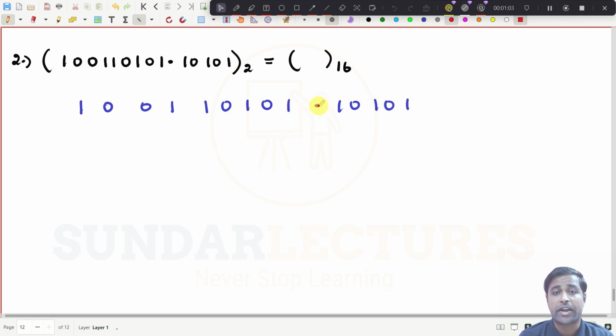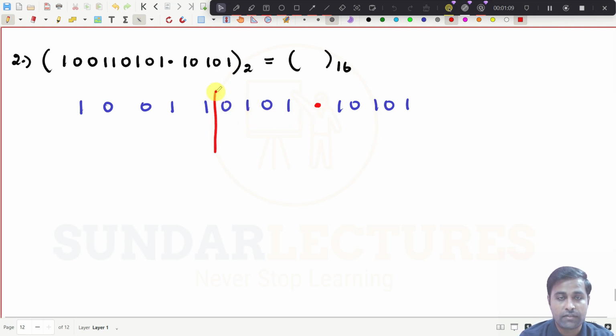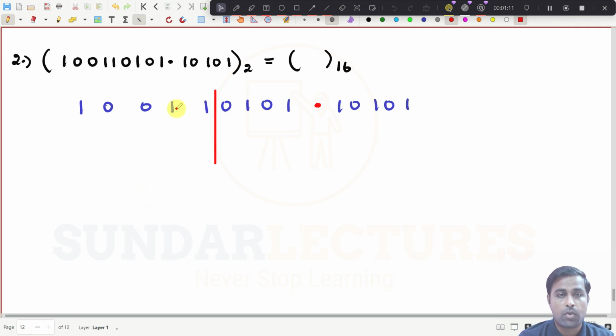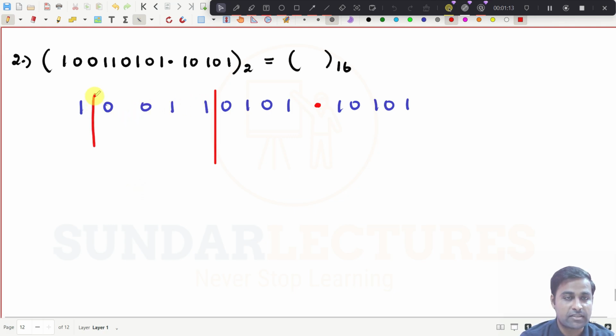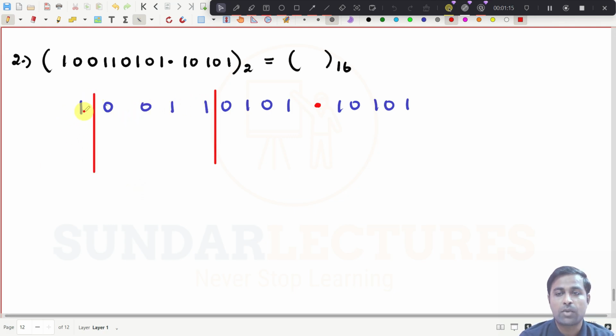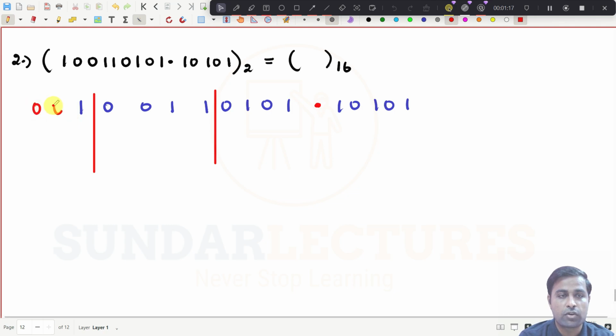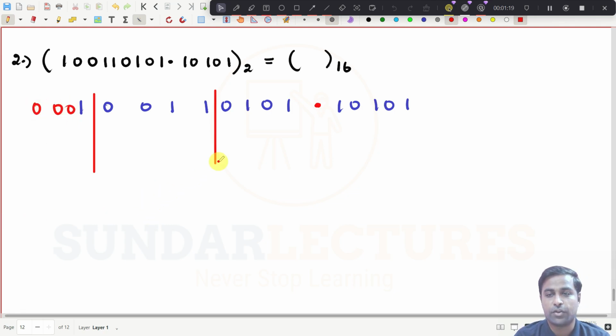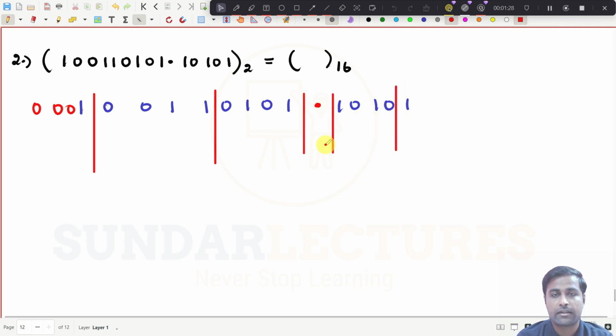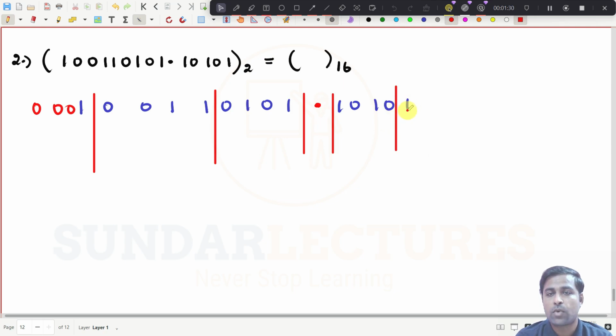If you have a point like this, then what you need to do is start from here. 1 2 3 4, the first cut comes here. 1 2 3 4, the second cut comes here. And if you have only one value, you put 0 0 0, 3 zeros, and you have to go from here. 1 2 3 4, you have to cut here. Then you have it already here, right? So if you have only one here, you put 3 zeros.